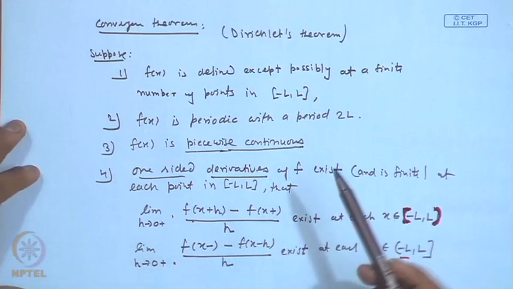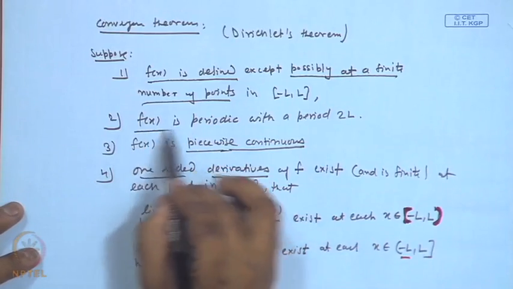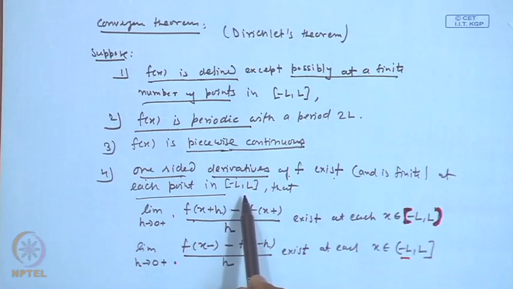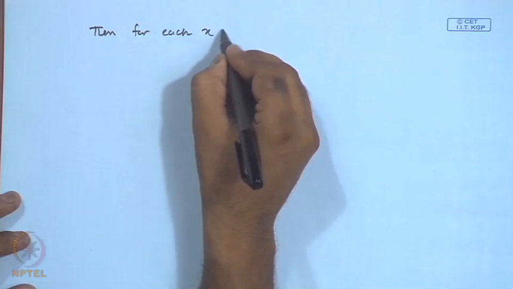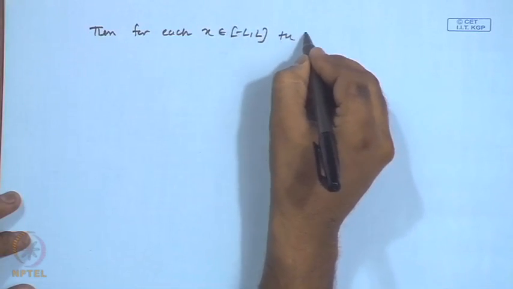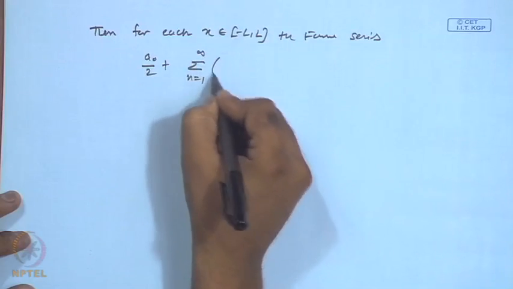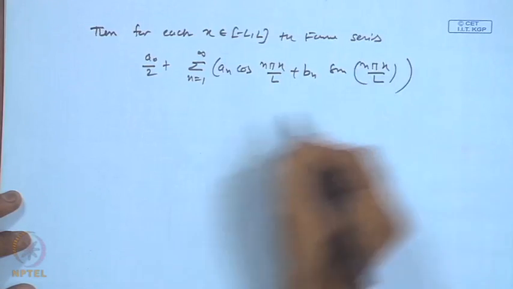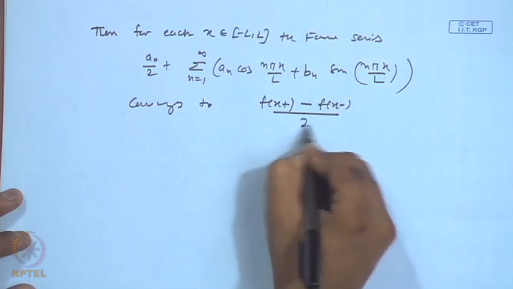So, these are the conditions: if f(x) is defined except possibly at a finite number of points, f(x) is periodic, piecewise continuous, and these one-sided derivatives of f exist at each point in minus L to L. If these conditions are satisfied, and these are the sufficient conditions for the convergence, then for each x in minus L to L, the Fourier series a naught by 2 plus sum n equals 1 to infinity of a n cos(n pi x over L) plus b n sin(n pi x over L) converges to f(x plus) plus f(x minus) divided by 2, the average value.